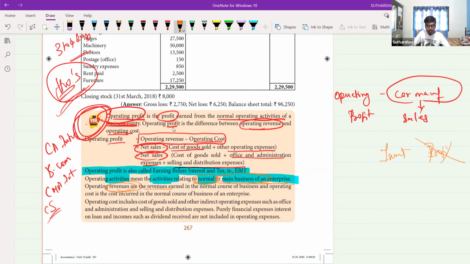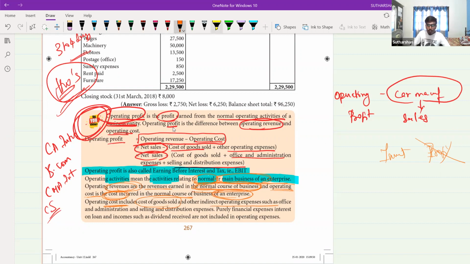Operating revenues are the revenues earned in the normal course of a business. That's the important point you need to underline. And operating cost is a cost incurred in the normal course of business of an enterprise. Operating cost includes cost of goods sold and other indirect operating expenses such as office administration and so on.